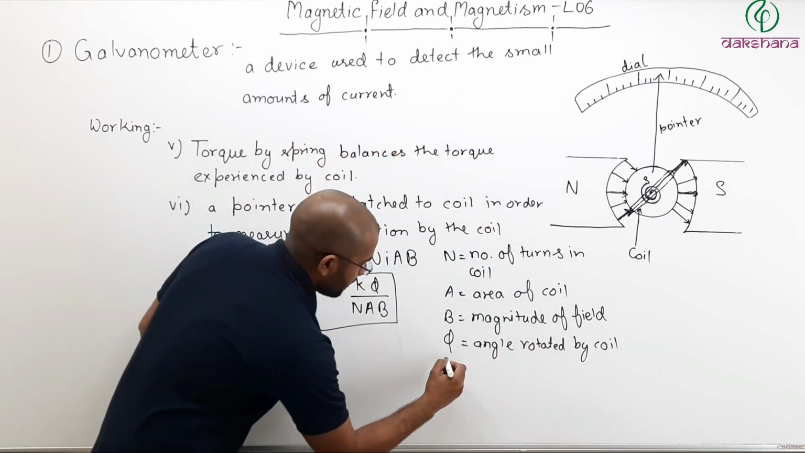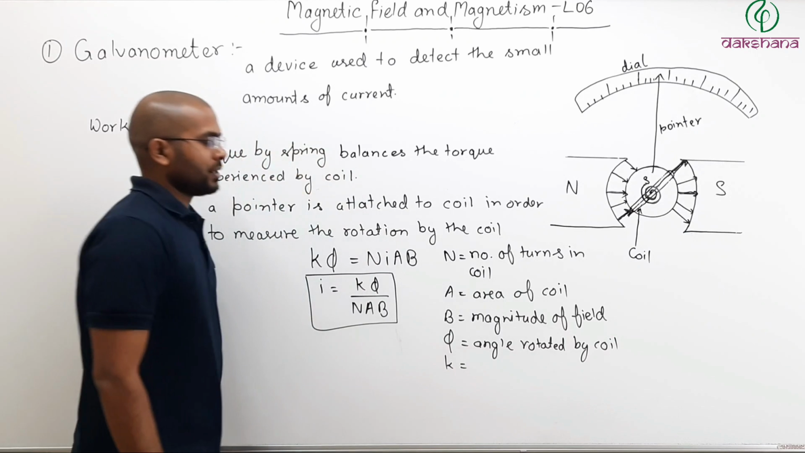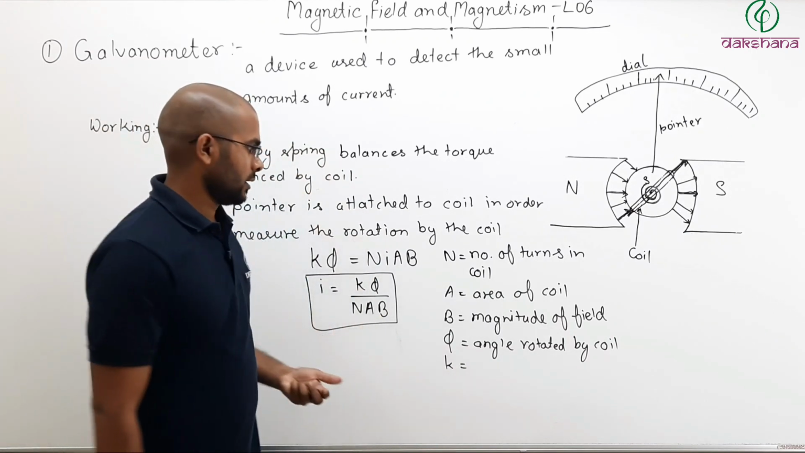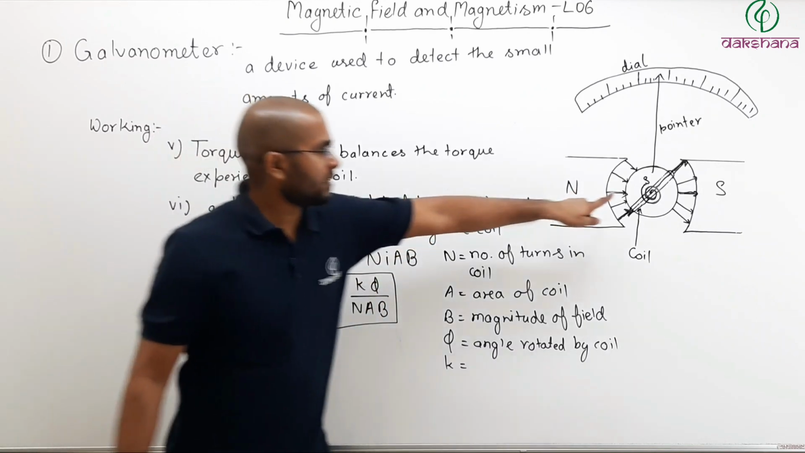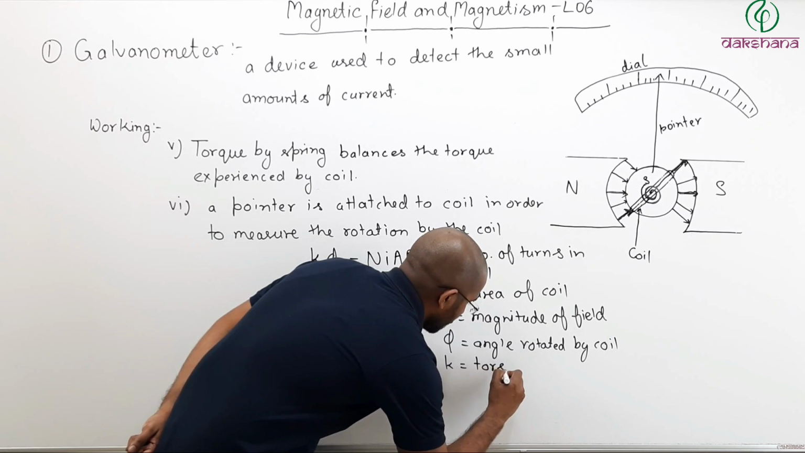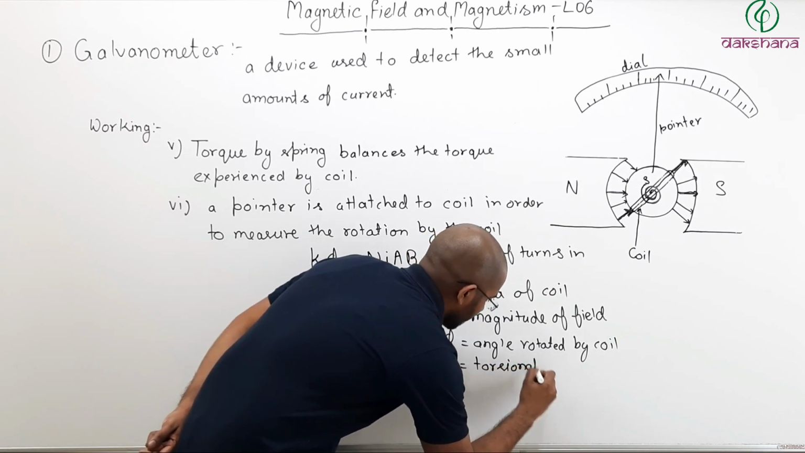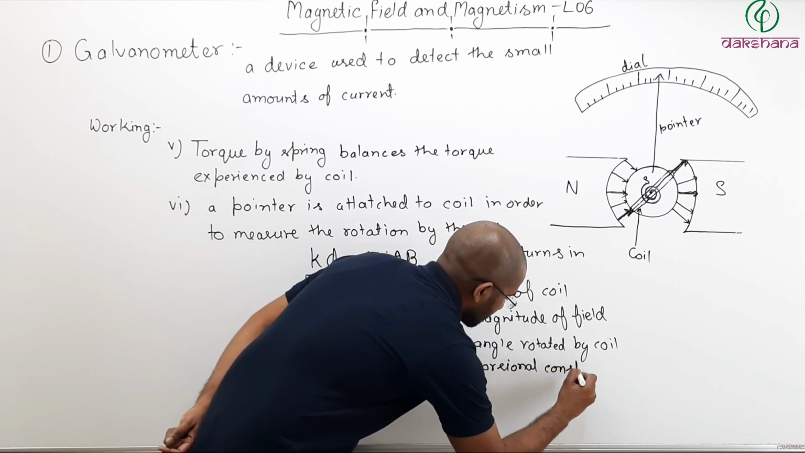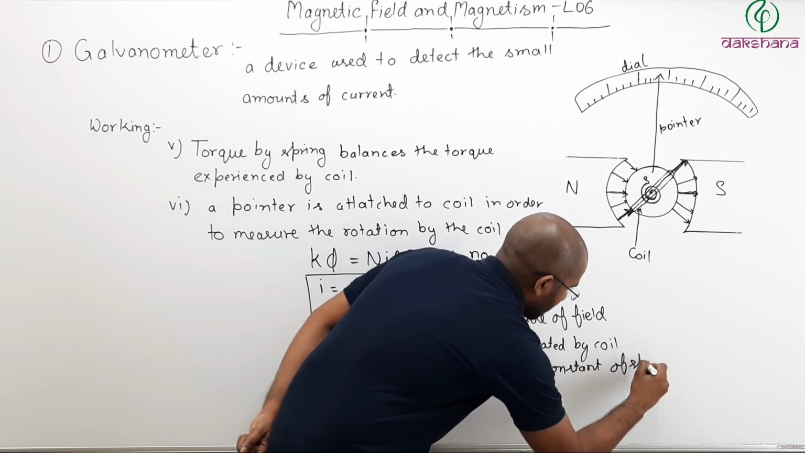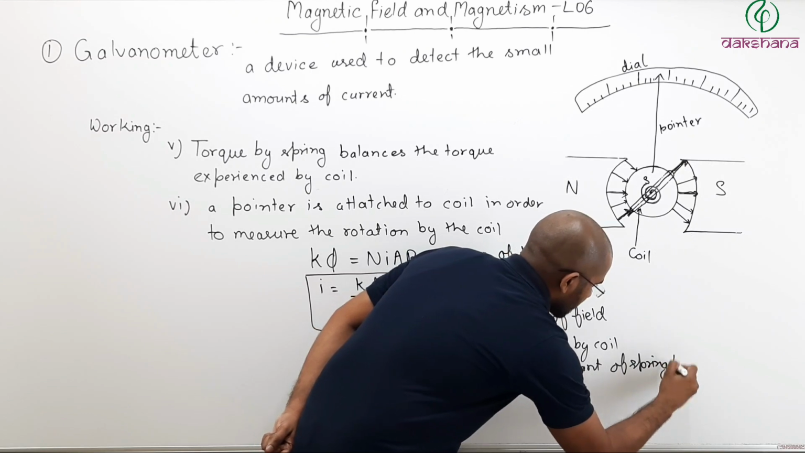And what is K? K is the torsional constant of your spring or wire. So K is the property of this spring or the wire. K is the torsional constant of spring or wire.